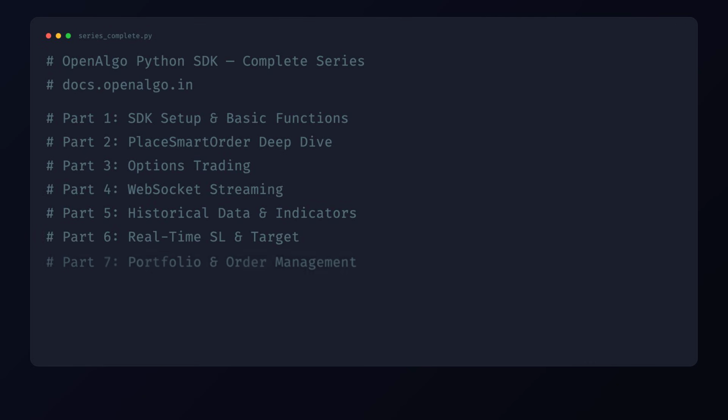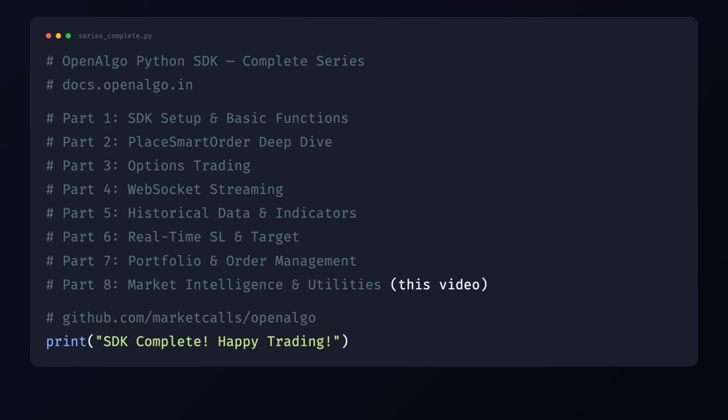Congratulations! You have now completed the entire OpenAlgo Python SDK tutorial series. All 8 parts cover every function in the SDK, from basic order placement to advanced market intelligence. Visit docs.openalgo.in for the full API reference and detailed documentation. The complete example code is available on the OpenAlgo GitHub at github.com/marketcalls/OpenAlgo. Whether you are building automated strategies, monitoring portfolios, or analyzing markets, OpenAlgo gives you the tools.